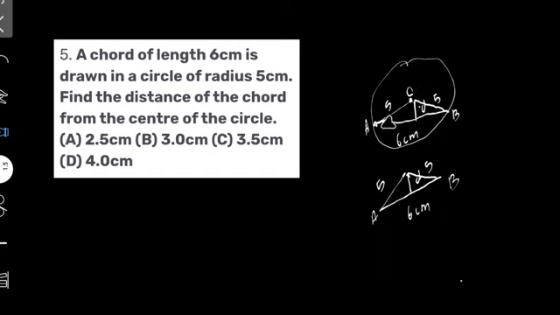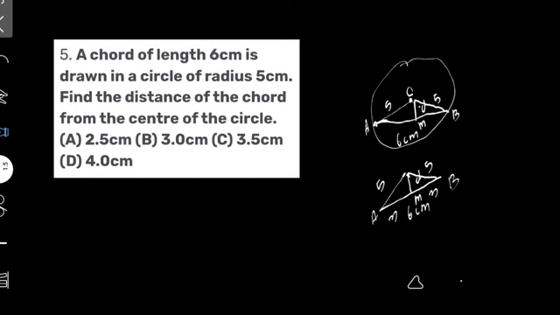Let me put the point here as point M. The distance divides this length of the chord into 2 equal parts. The full length is 6, and when you divide it into 2 equal parts, from A to this M is 6 divided by 2, which is 3. So the length here is equal to 3 centimeters, and the length here is also 3 centimeters. The 3 plus 3 gives us 6 centimeters, the full length.